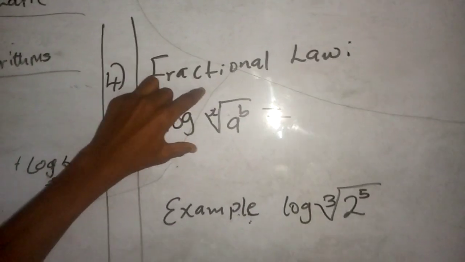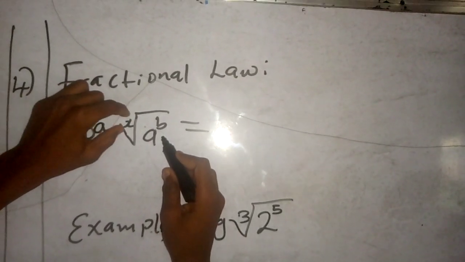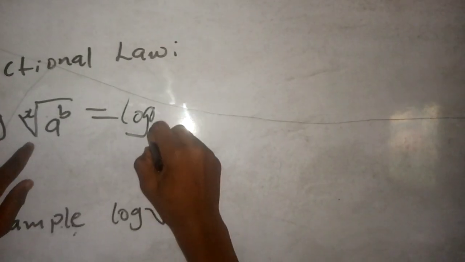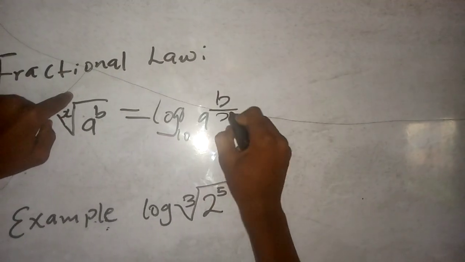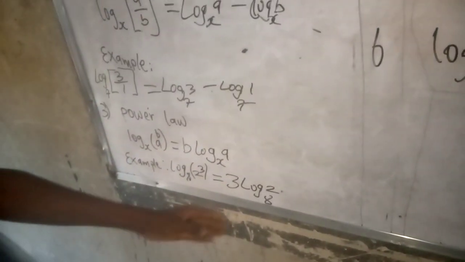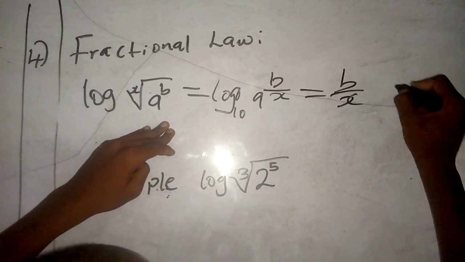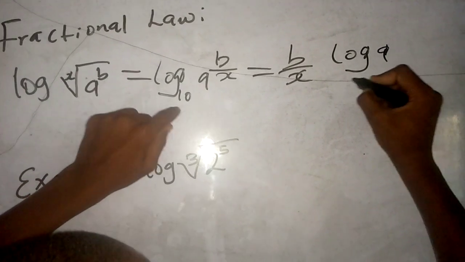So the next law is the fractional law. In this case, to change it to a fraction, this will become your numerator and this will be your denominator. So this is equal to log a in base 10 raised to the power of b over x, your numerator b, all over x, your denominator. In this case, you make use of the power law. So the b over x will go to the front. So this will be equal to b over x log a in base 10.